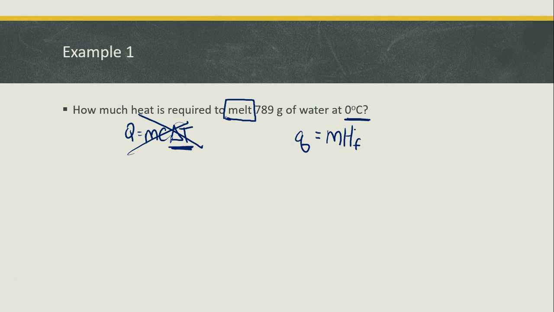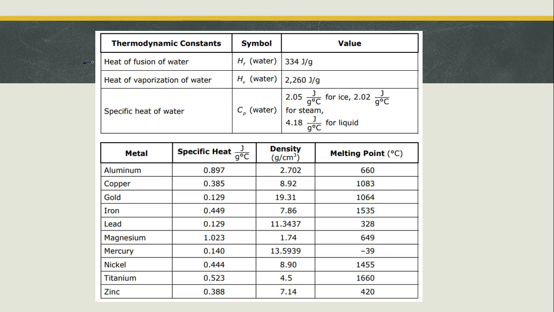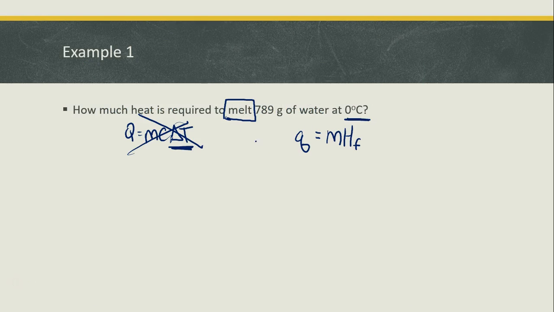Well, and honestly, when I work these in face-to-face classes, I just leave the F and the V off of them. It doesn't matter. You just need to figure out which H goes there. So since this is melting, on our reference table, we're going to use the heat of fusion, and it is melting, so we're going to use the 334 joules per gram.